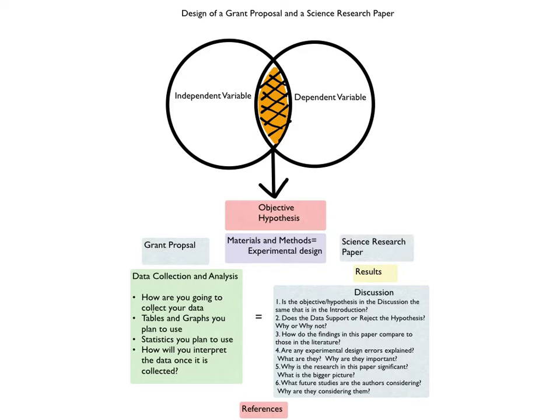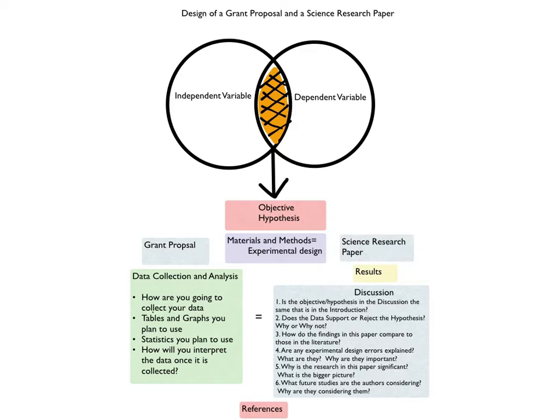When you write a proposal, you have data collection and analysis. How are you going to collect your data? The tables and graphs you plan to use, the statistics you plan to use, how will you interpret the data once it is collected? Whereas when you write a paper after all the data is collected, you have a results section which represents the data, and then a discussion section.